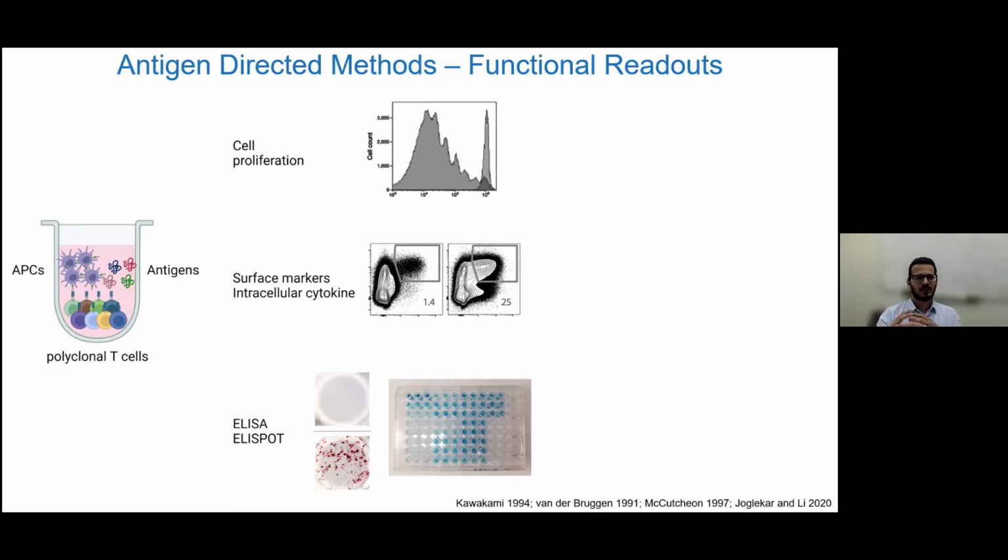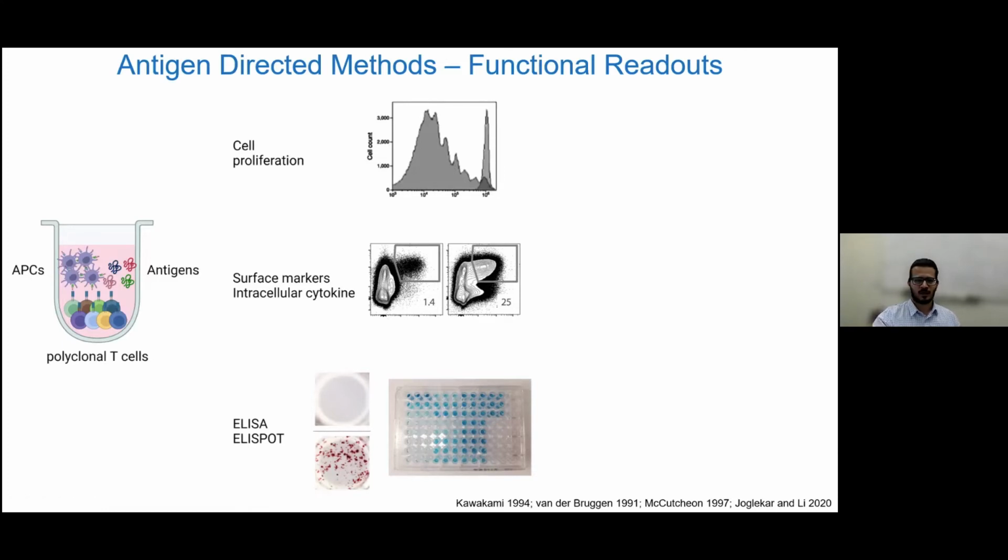And then you look at how those T cells are responding to those antigens. That can be done in multiple different ways. That can be done through looking at cell proliferation in response to an antigen, or activation of surface markers, or intracellular cytokine production in response to those peptides or proteins, or quantification of secreted effector functions, such as by doing ELISAs or ELISpots in response to certain proteins.